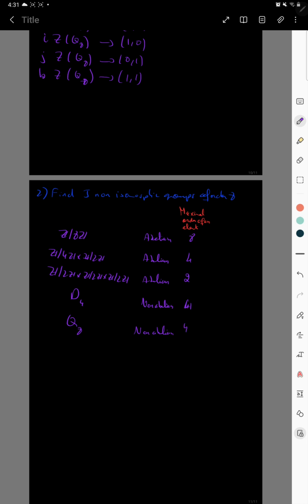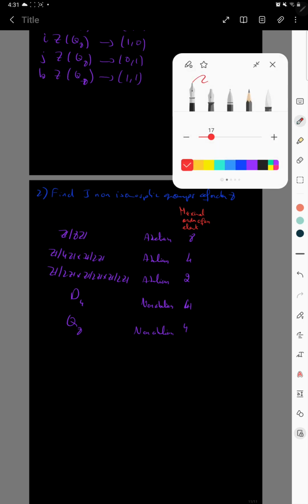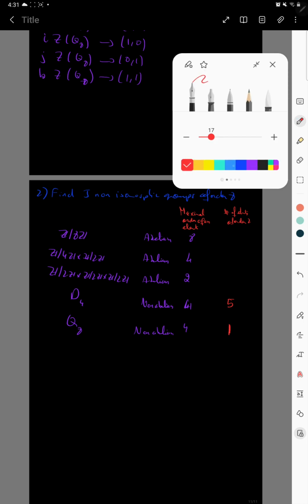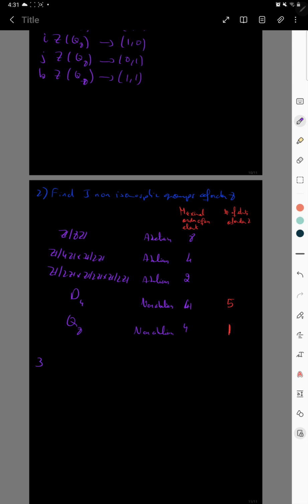And now here, let's look at the number of elements of order 2. So how many elements of order 2 does D4 have? It has 5 elements of order 2: R squared and all the reflections have order 2. And Q8 has only 1 element of order 2. So really, no two of these groups are isomorphic. Okay, great.